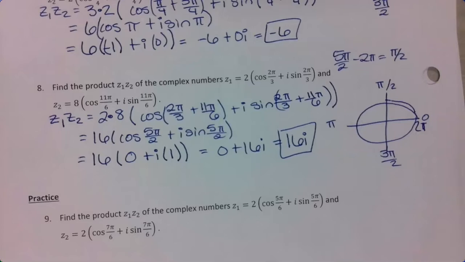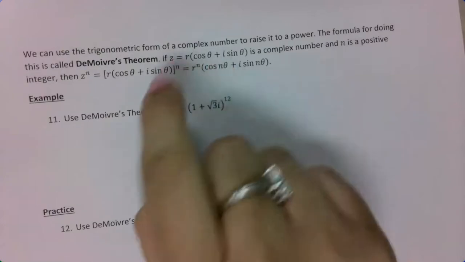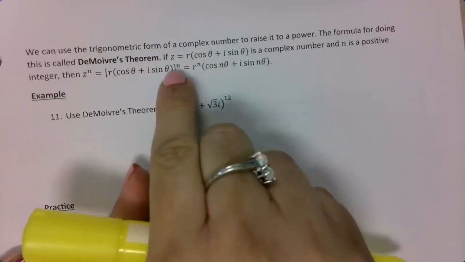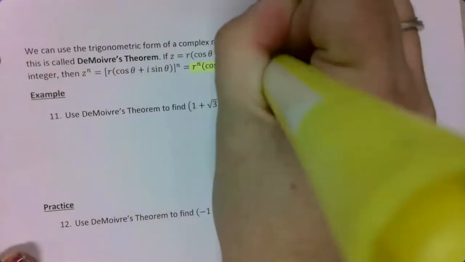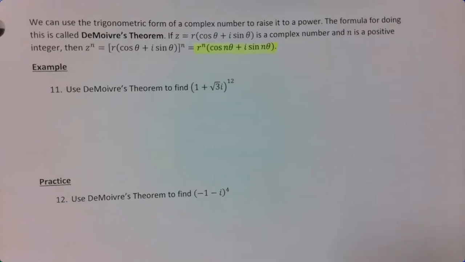Okay, so then we're just going to move on to number 11. Does anyone still need this one up? Okay, so last thing we're going to talk about is De Moivre's theorem. If I have a number written in this form, then I can use it to find the power. So if something's raised to an exponent, by using r to the power times cosine of the power times my angle plus i sine the power times my angle. So number 11 wants me to find this number to the 12th power.